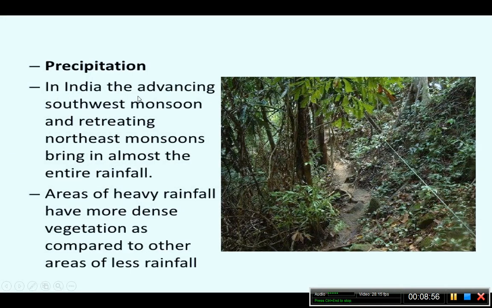The precipitation in India, the advancing southwest monsoon and retreating northeast monsoons bring in almost the entire rainfall in our country, including one more, that is western cyclonic disturbances. So areas of heavy rainfall have more dense vegetation as compared to other areas of less rainfall. We see that northeastern states where good rainfall occurs, the Western Ghats, there also we see dense vegetation where good rainfall occurs. Similarly, as the precipitation changes all over the country, we see that there is a change in the type of vegetation.